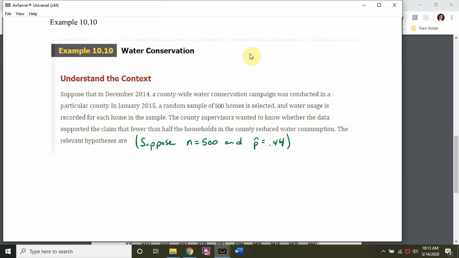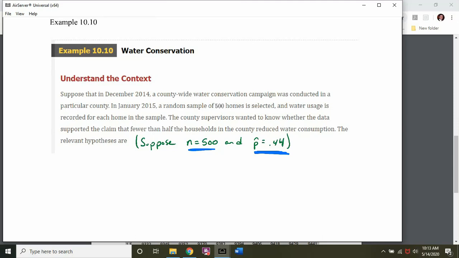Now, suppose, again, we have a sample size of 500, and suppose that we found out in our sample of 500 that 44% of the households reduced their water consumption. Certainly in our sample, that's less than half. That's less than 50% of the houses, right? So based on our random sample of 500 coming back at 44%, and I'm throwing that number on there because we need a number that wasn't given.